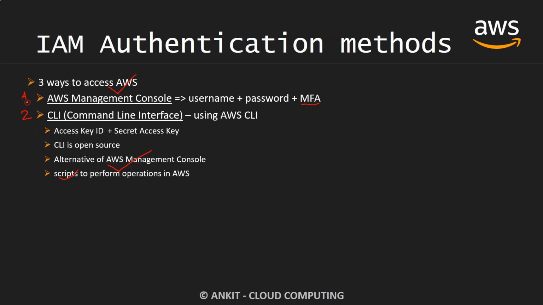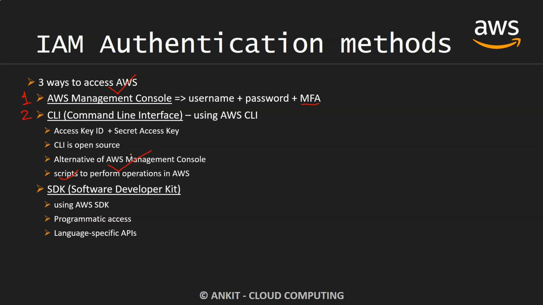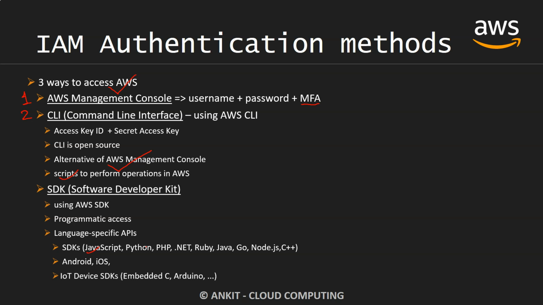This is the first way, and there is one more where we are going to use the SDK, the software development kit. So here we are going to use the AWS SDK, and it's completely programmatic access. A lot of language-specific APIs are available: APIs for JavaScript, Python, PHP, .NET, and all those famous programming languages. It's available for Android, iOS, plus some IoT devices also.